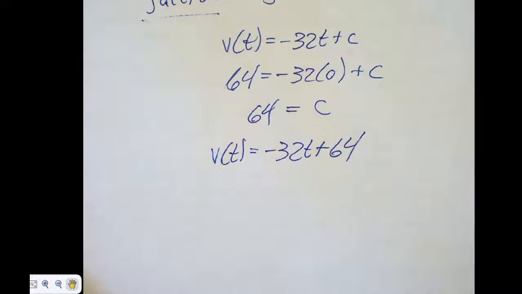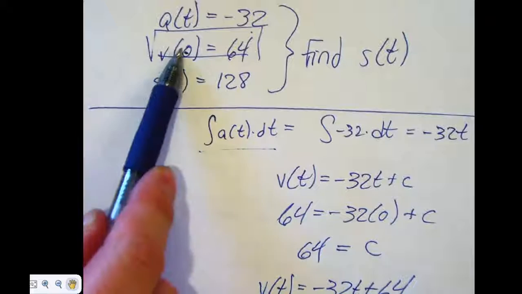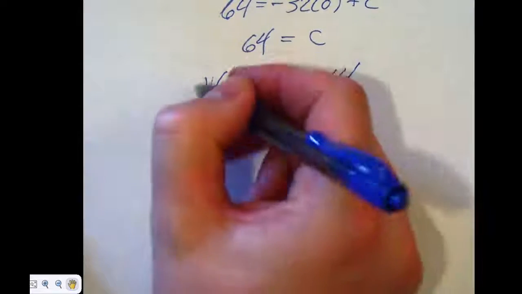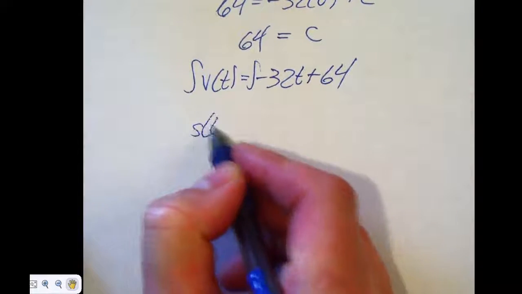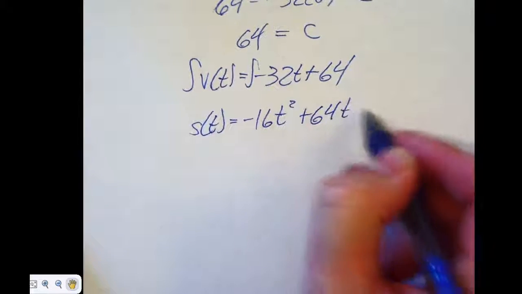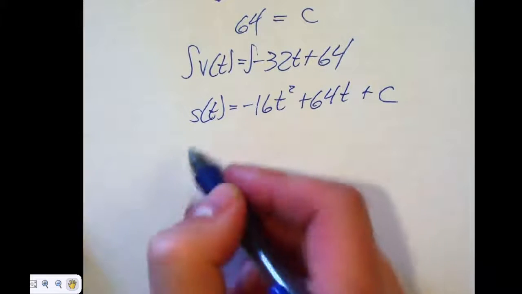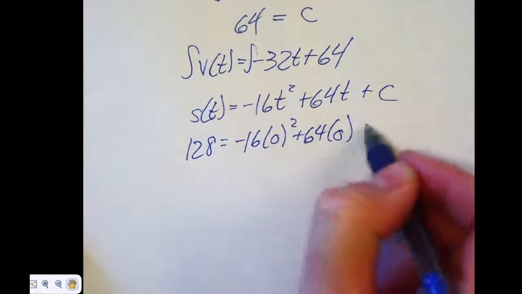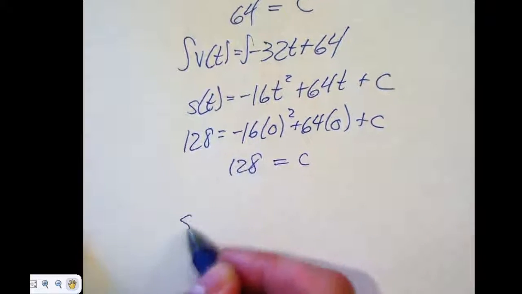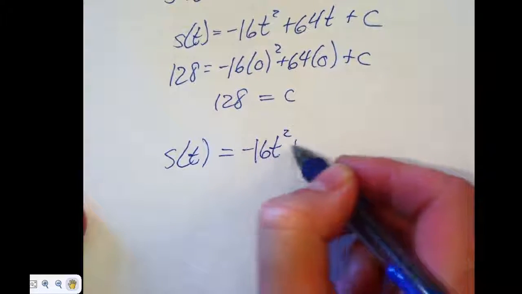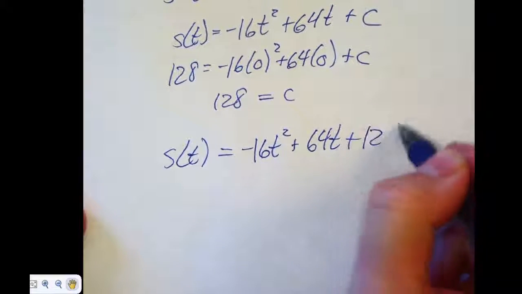Yeah, I just switched my 0 and my 64. Okay. So the 0 is in place of the t up here, right? So you put the 0 in place of the t in the problem. So integrate both those. The integral of velocity is position. This will be negative 16t squared plus 64t plus c. And then I give you an initial height. So you end up with c equals 128. And so your position function is negative 16t squared plus 64t plus 128.